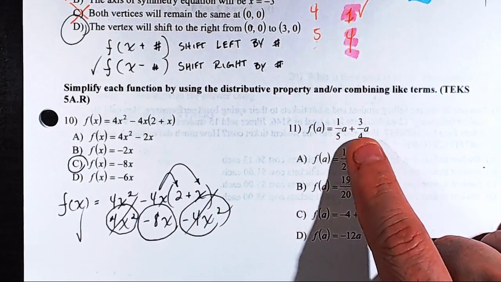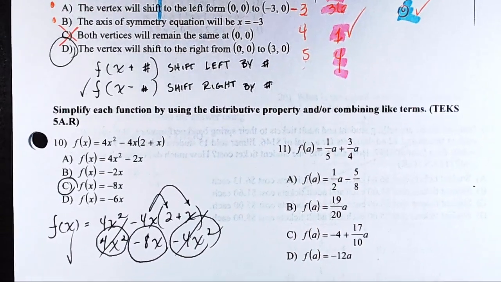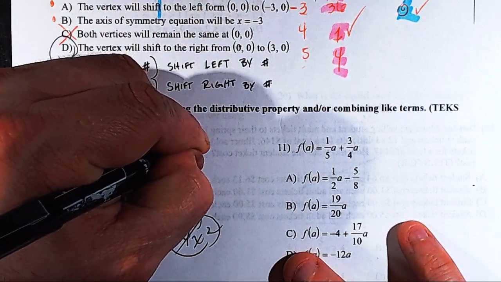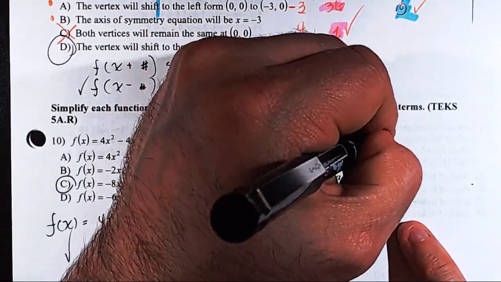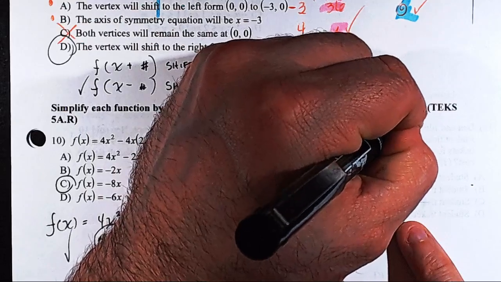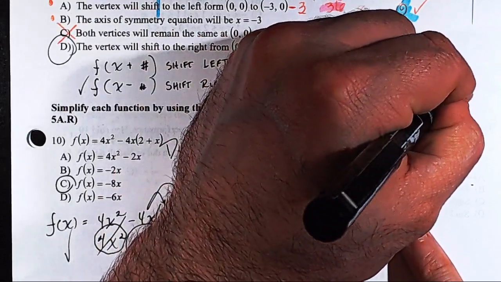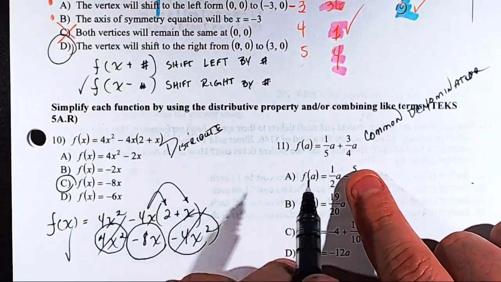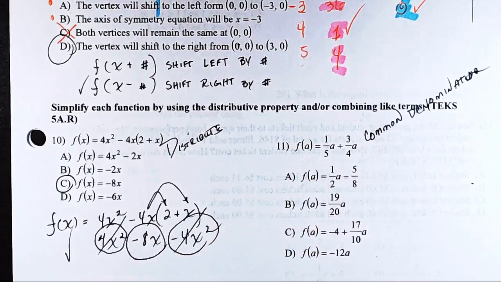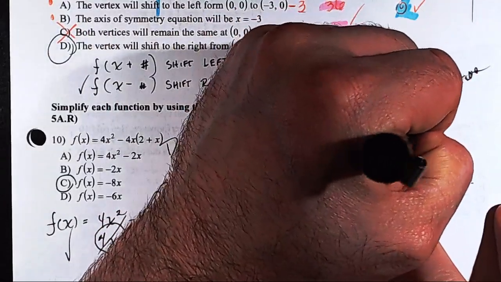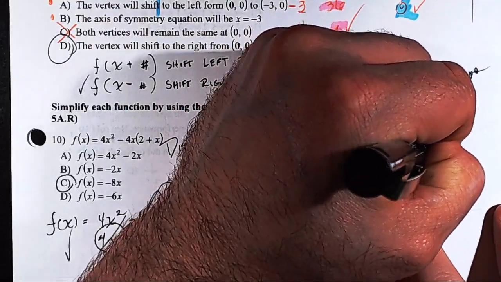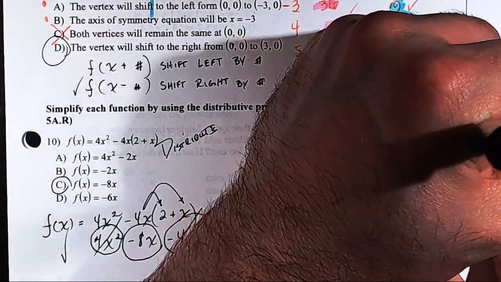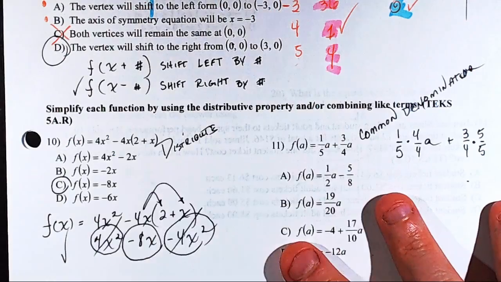Now, f of a equals 1/5 a plus 3/4 a. It wants me to find a common denominator. All right, so this one was about distributing. Distribute. This one was about common denominator. Okay, so what is the common denominator between 5 and 4? Well, it's 20. So I've got to do 1/5 times 4/4 a plus 3/4 times 5/5 a.